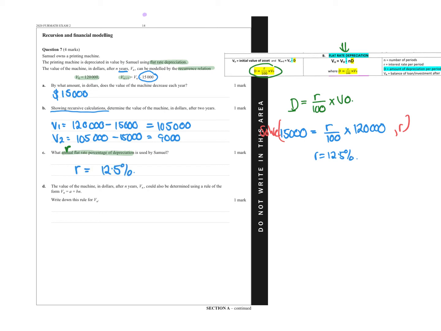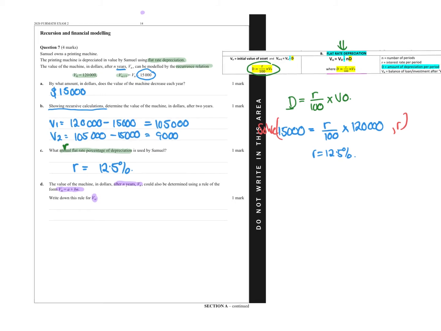Okay, in question D, the value of the machine after n years, Vn, could also be determined by using the rule of Vn equals A plus Bn. So write the rule for Vn. So this is what we call the nth term formula. So this is when they write Vn like that, you want the nth rule here. So if we go over to our formula sheet, this formula here in the middle of the summary sheet is always the nth rule formula.